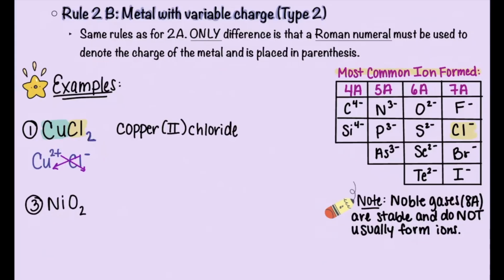First identify if it's ionic or covalent. Well, nickel's a metal, oxygen's a nonmetal, so this is ionic. And nickel is not in that fixed charge table. So it has a variable charge. So we use rule 2b. In other words, we're going to be using a Roman numeral. Now remember that oxygen is always going to be -2.